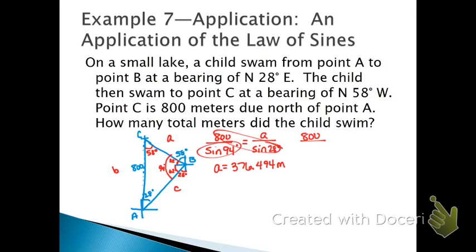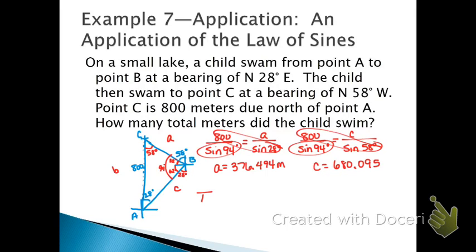I'm going to use the same thing to help me find side C. So 800 over sine of 94 degrees equals side C over sine of its angle, which is 58 degrees. So I'm going to cross multiply and divide. So 800 times sine of 58 divided by sine of 94, and I find side C is 680.095.